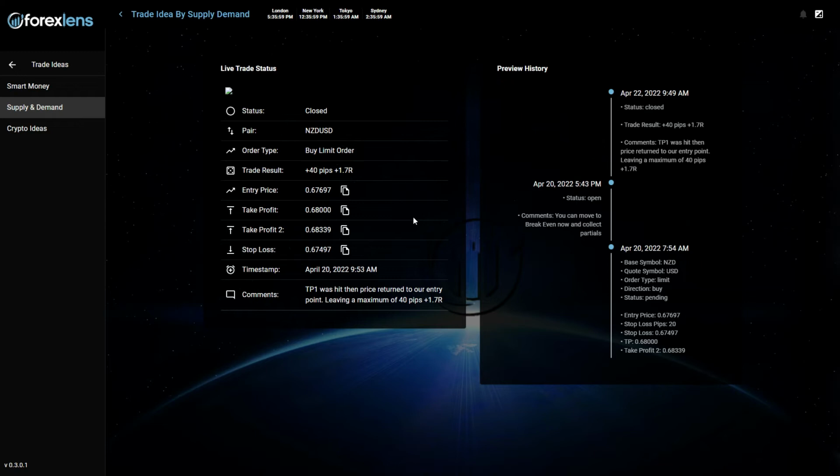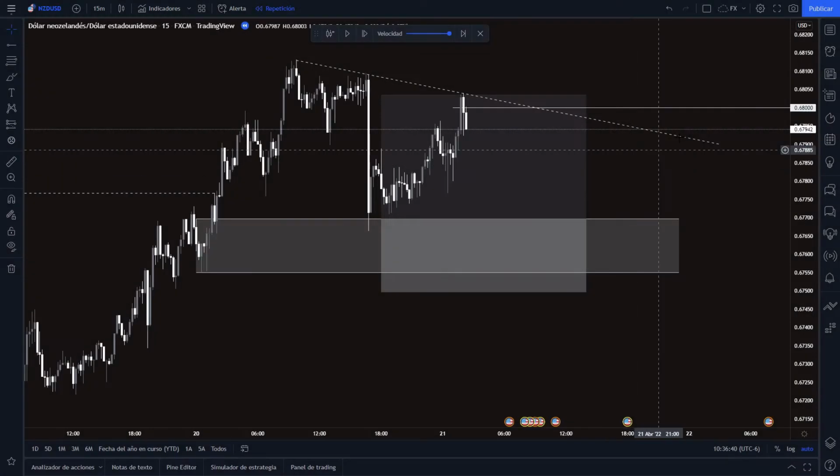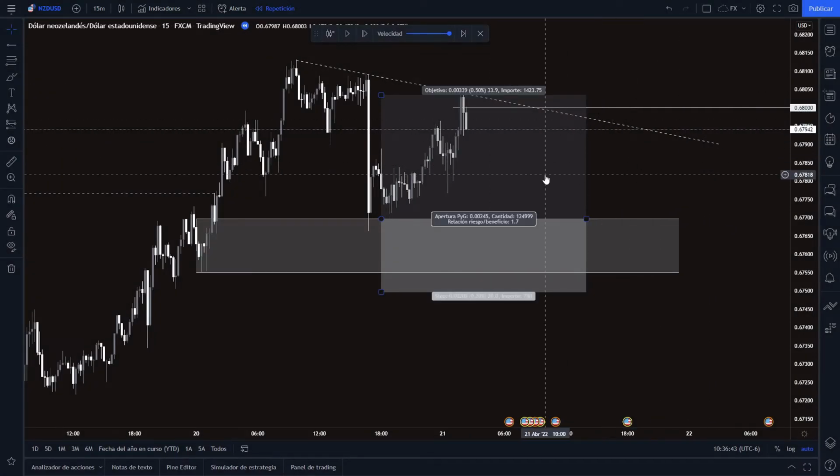Let me show you on the chart. I don't know why I cannot see it here, but let me show you on the chart. So this was the entry on Kiwi dollar.